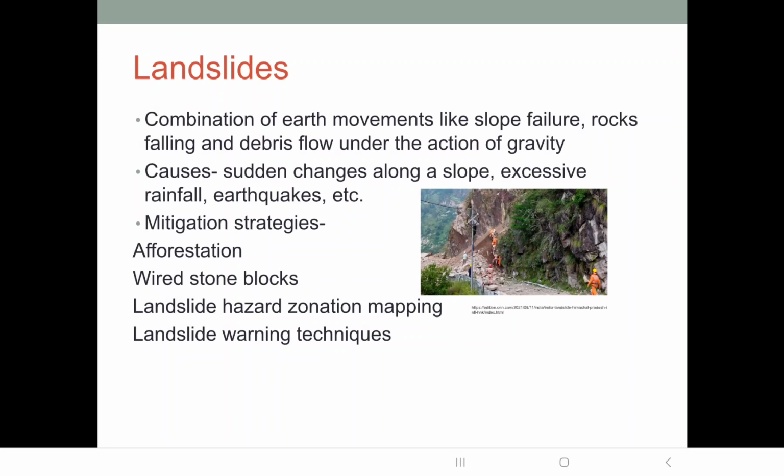Then landslide warning techniques. Again, development of some early warning systems, like sensors which can detect the movement of the slope, can be installed. Okay, so that can give information about the landslides.